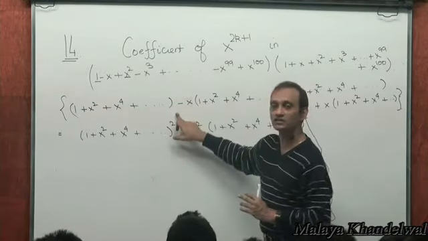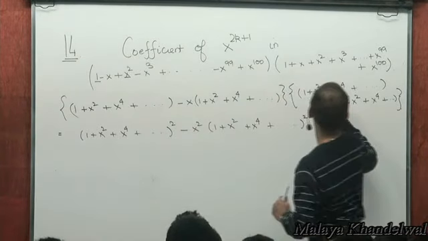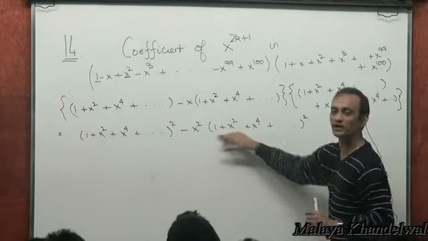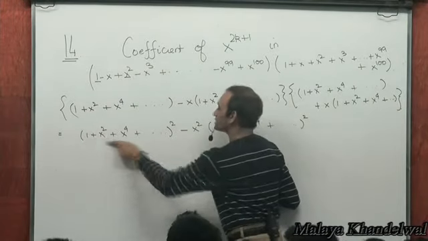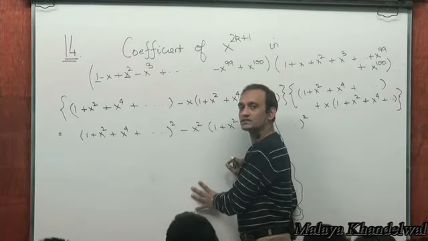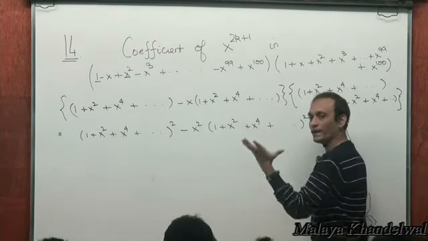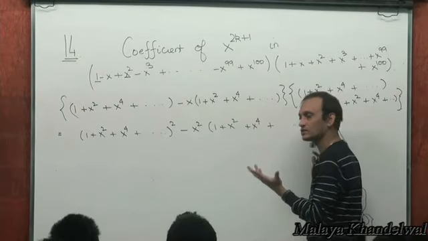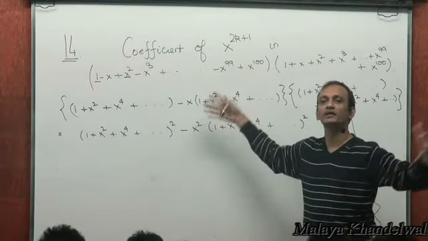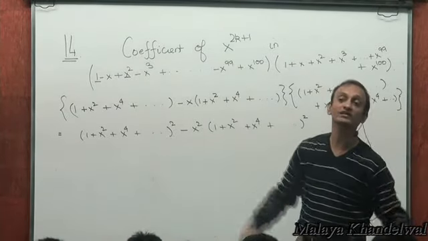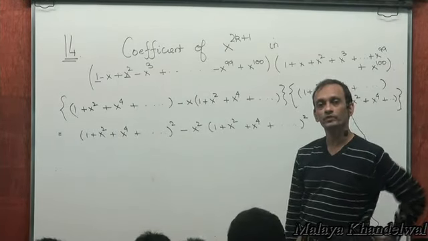Did you understand this? A minus b into a plus b, a square minus b square? When you expand this, you will have only even powers of x. This is x square, even, and this when expanded will also produce only even powers of x. So even powers of x, even powers of x. Are there any odd powers of x produced when I expand this? So coefficient of x power odd will be 0. Clear?